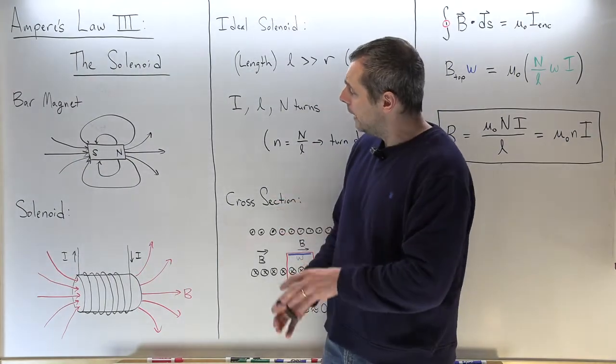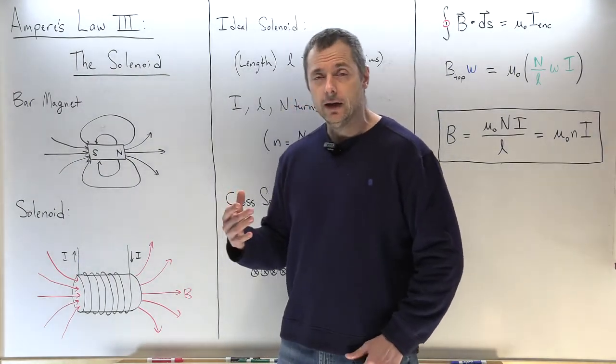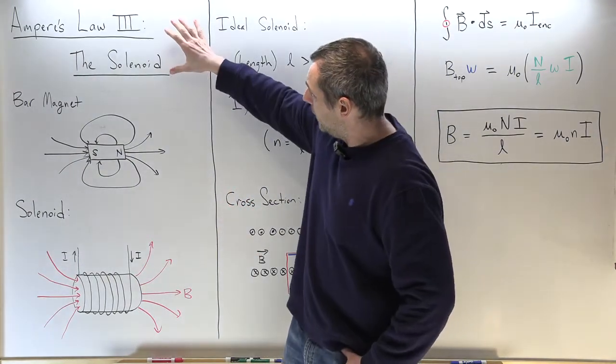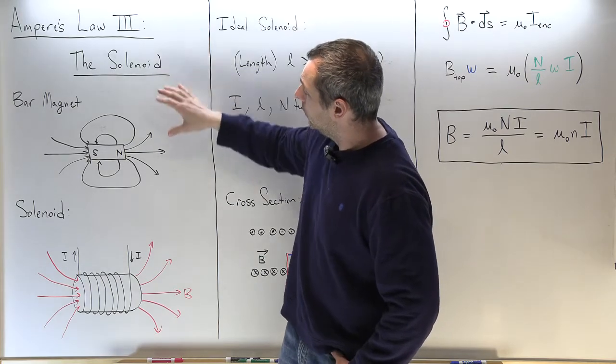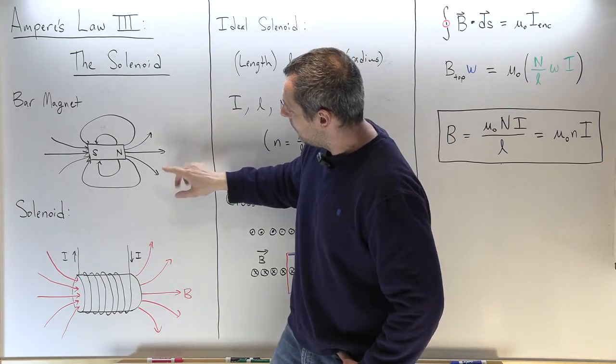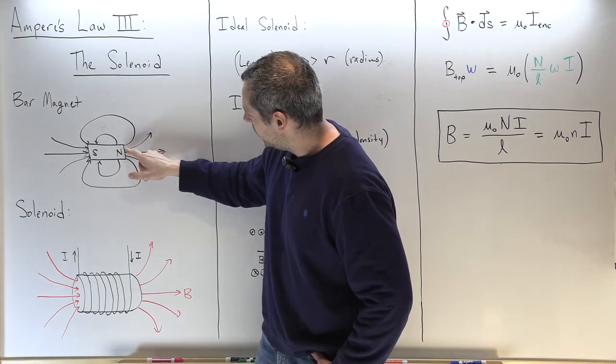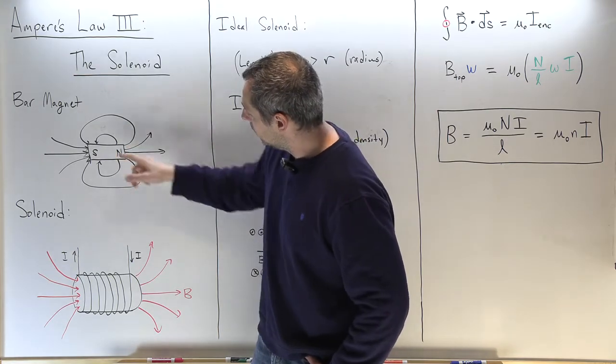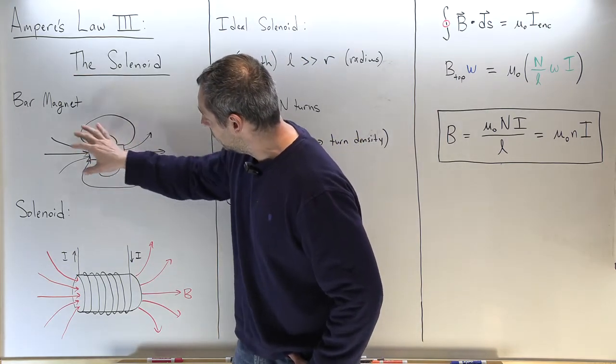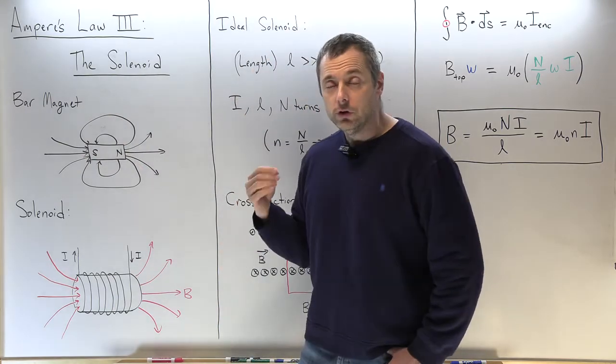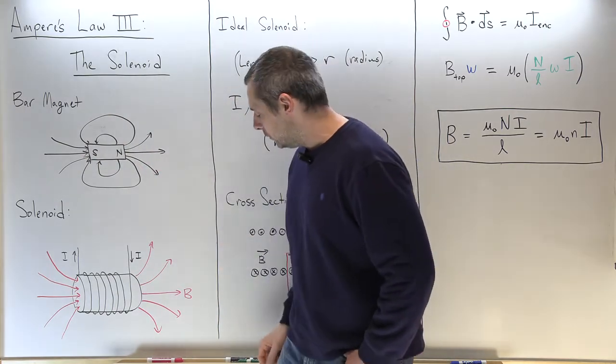All right, so let's now take a moment to sketch that information. So here we have Ampere's law 3, the solenoid. Here's the magnetic field around a bar magnet: 1, 2, 3, 4, 5, 6, 7 lines coming out of north, and 1, 2, 3, 4, 5, 6, 7 going into south. Also note that the field lines can never cross.